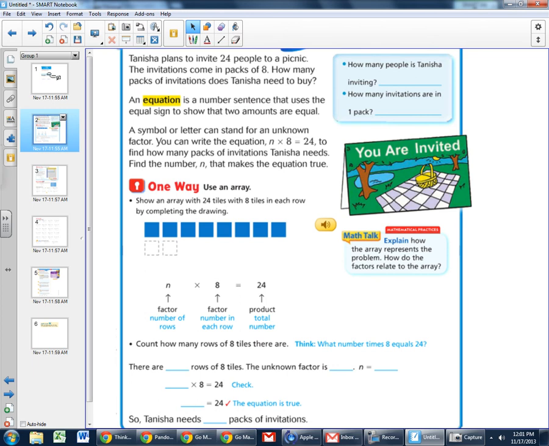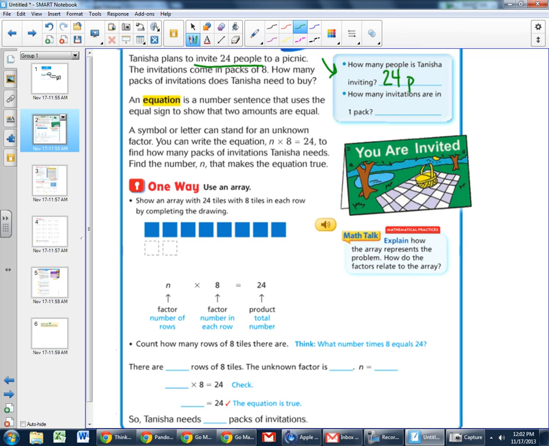185. And it says, Tanisha plans to invite 24 people to a picnic. The invitation comes in packs of 8. How many packs of invitations does Tanisha need to buy? Looking over here, how many people is she inviting? She plans to invite 24 people.